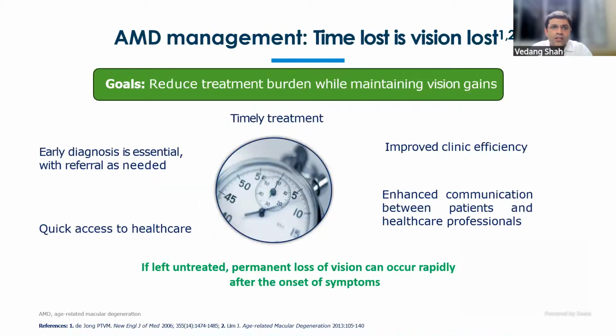So the main aim of AMD management is basically to reduce the treatment burden while also maintaining the vision. Thereby, it is very important to diagnose and treat as early as possible, because time lost is equivalent to vision lost. It is equally important for us to communicate very clearly with the patients and also with the patient family, so that permanent vision loss doesn't happen.